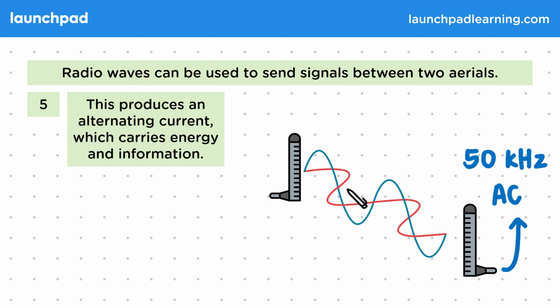Well, we can use varying frequencies and amplitudes in the waves to change the signal. Computers and speakers can then translate these signals into messages.